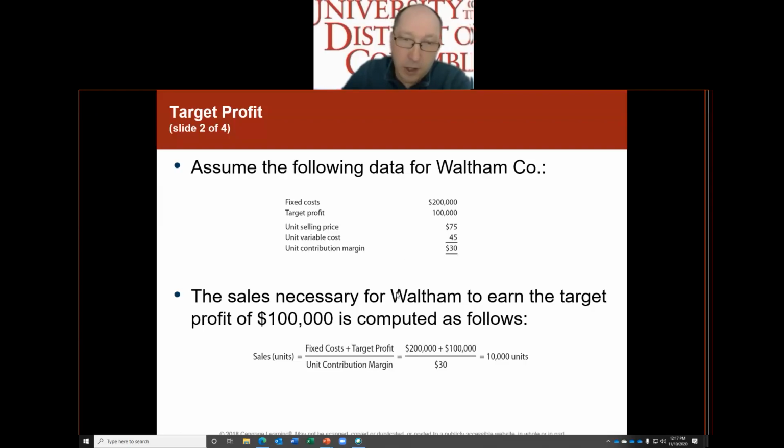In order to figure out how many units I need to sell to make $100,000 in profit, this is how we compute it. I take my fixed cost, 200,000. I want to make 100,000 in profit, so that's 300,000. Divided by contribution margin per unit of 30 tells me I need to sell 10,000 units in order to make $100,000 in profit. Does it make sense? Yeah? I hope so.